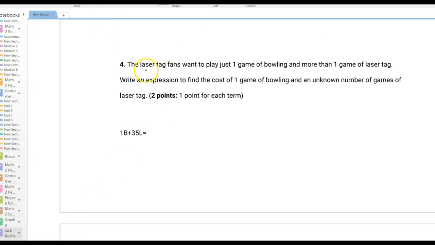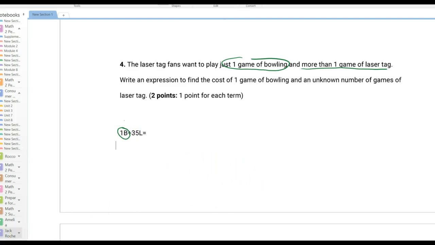So question 4 says, the laser tag fans want to play just one game of bowling and more than one game of laser tag. Very similar to number 3. You did a really good job here, except what is the cost of that one bowling game going to be?